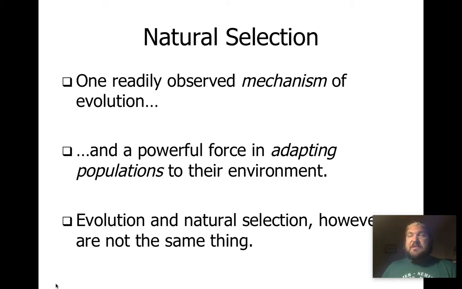So it's important to understand that evolution and natural selection are not the same thing. Evolution, as we know, is this broader definition of organisms changing through time, descent with modification. And then your question is, well, how do they change over time? And natural selection is simply one of several mechanisms that lead to that change.